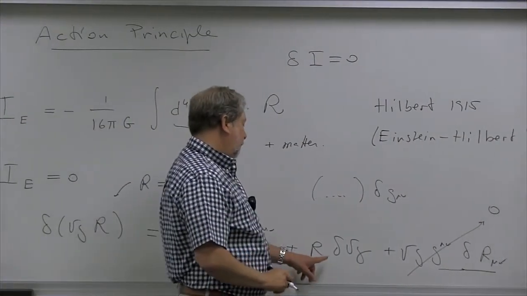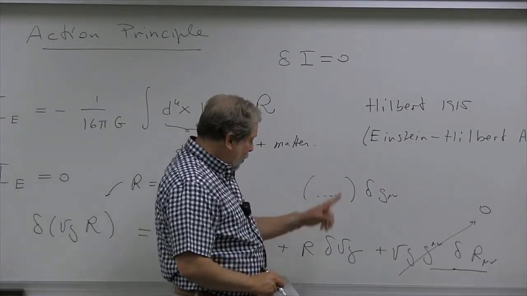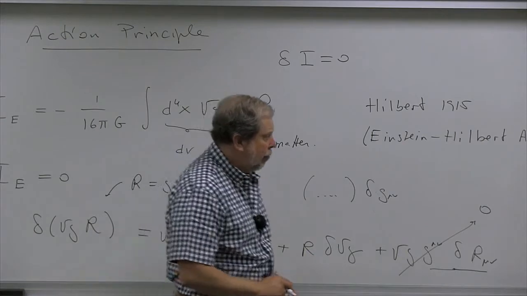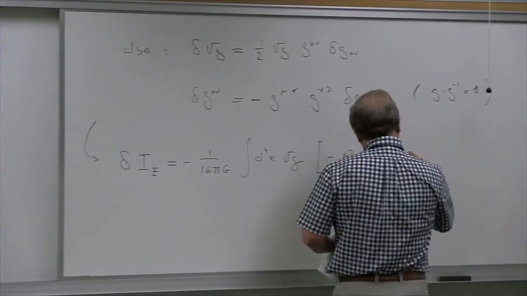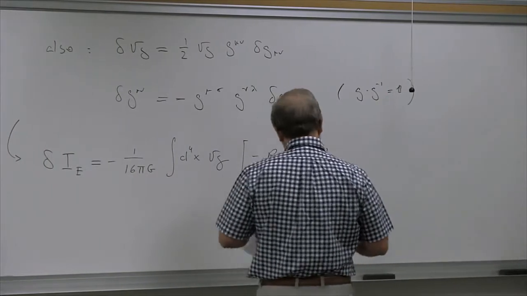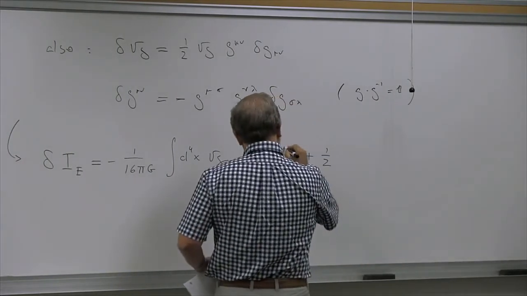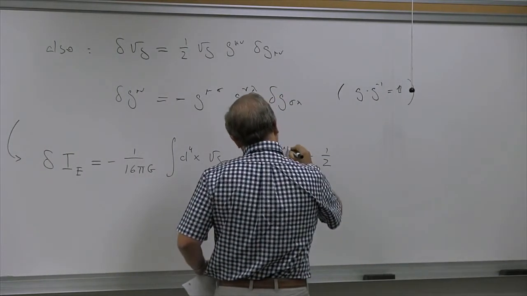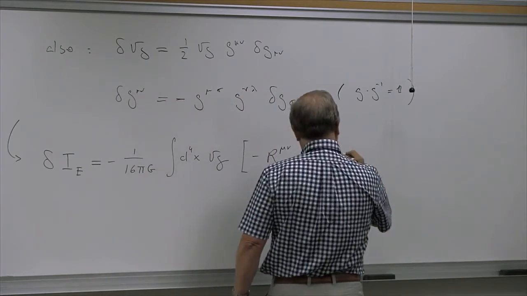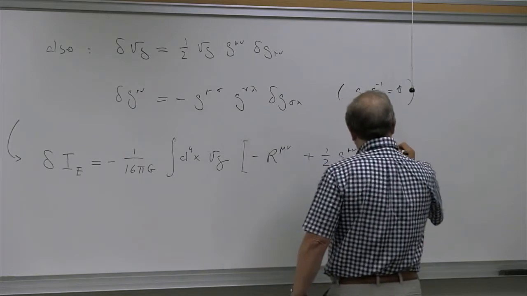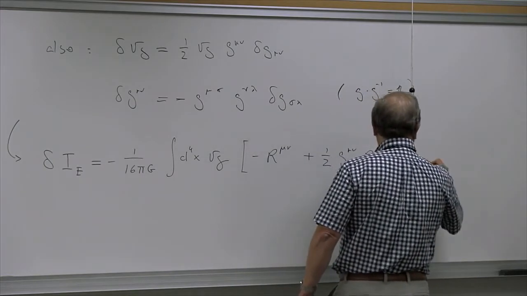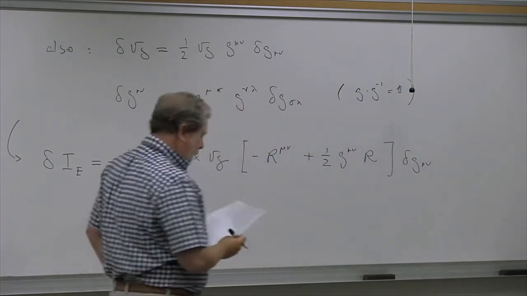So we get the minus R mu nu. And then plus the R times the 1/2 because of the variation of root g. So plus 1/2 of g mu nu, let me write this upstairs, 1/2 g mu nu times R, and then times dg mu nu.